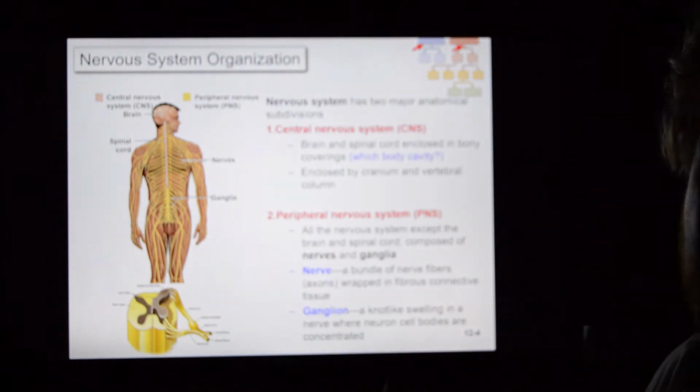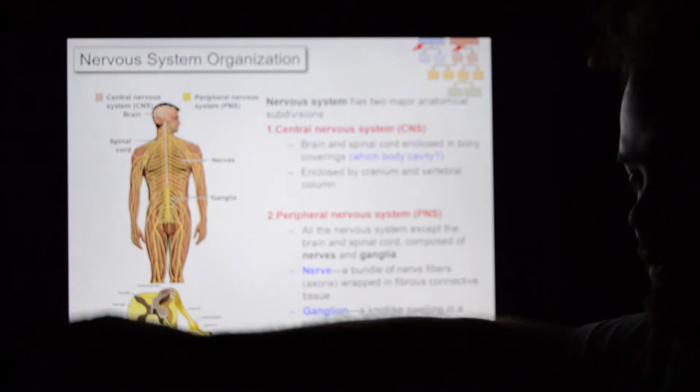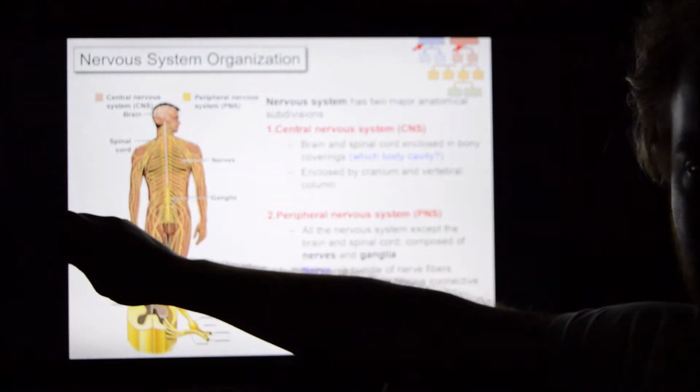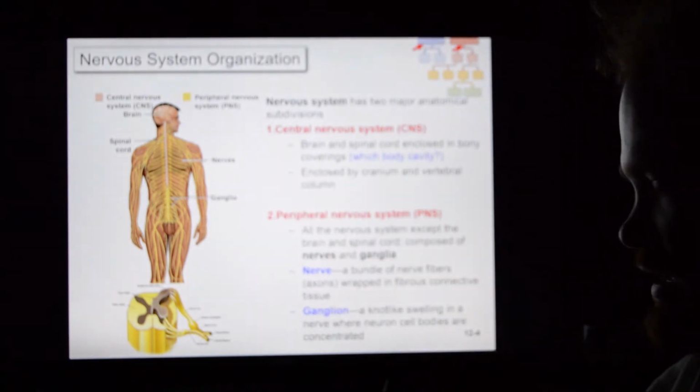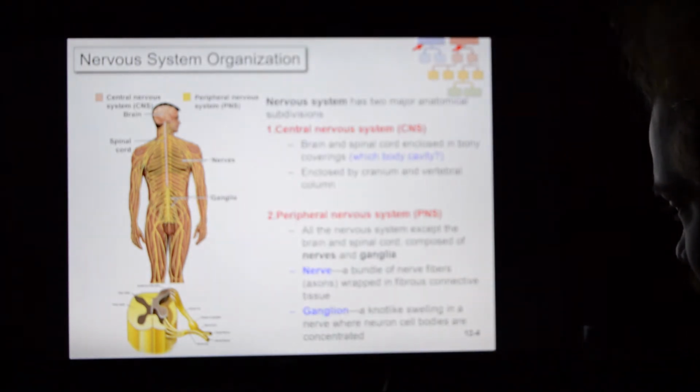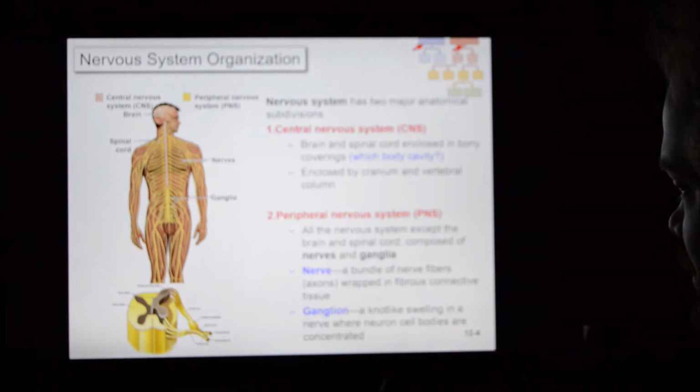Where you find nerve cell bodies of the peripheral nervous system. The neurons that go out to your sensory organs, out in your fingertips, for example, are going to have their nerve cell bodies situated in ganglia right next to the spinal cord. So a ganglion is a knot-like swelling in the nerve where the neuron cell bodies are concentrated.